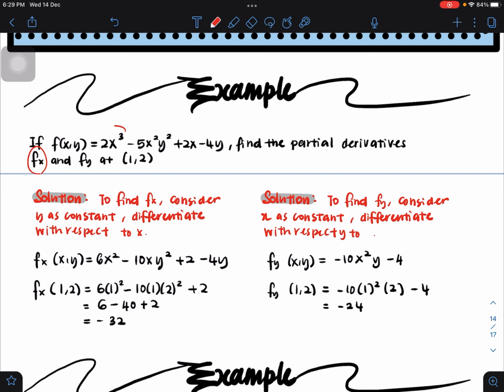Now you need to differentiate this one, 2x cubed, you will get 6x squared. This one, you have as a constant. Let's say all y you put as a. This one is also a constant. The whole thing is a number, so all of this is constant. So now what do we need to differentiate? This one only. 2x to the power of 3 becomes 6x squared.